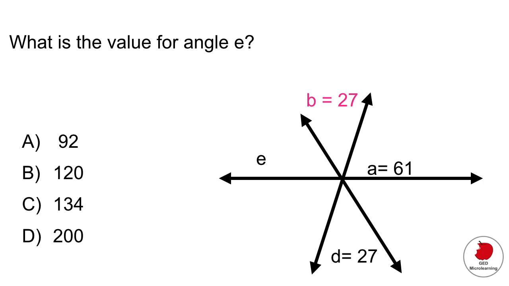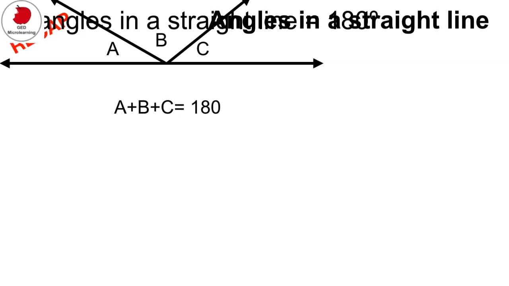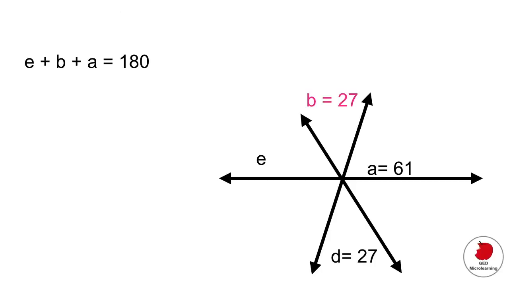This part is actually pretty straightforward if you remember this rule. When you look at the angles in a straight line, all the angles in a straight line add up to 180 degrees. So if you have a line like this, you would have that angle A plus angle B plus angle C equals 180. So if we look back at our problem, just the top part of the line, we would say that E plus B plus A should be equal to 180.